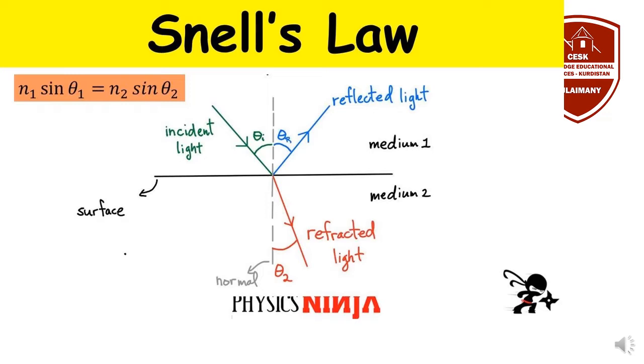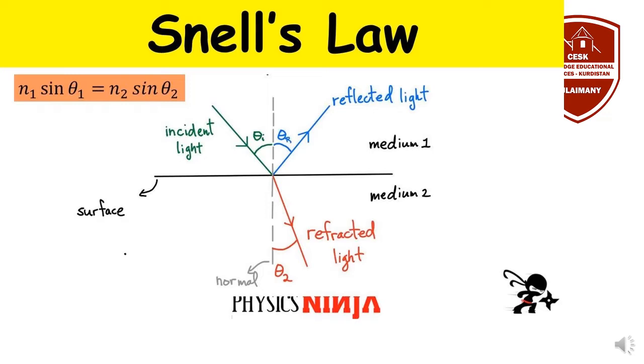Here, what is theta 1, or theta i? Theta 1 is the angle of incidence, the angle between the normal and the incident ray. What is theta 2? This is the angle of refraction, the angle between the normal and the refracted ray.